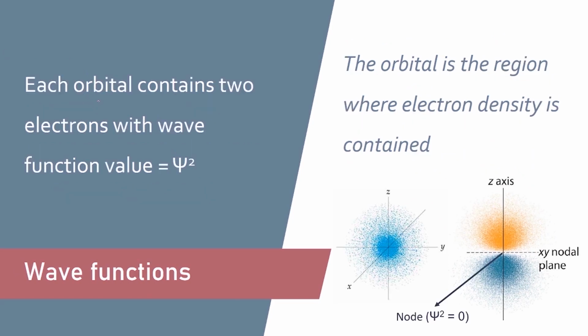Each orbital contains two electrons with a wave function value psi squared. This means the value of psi squared is proportional to the electron density at a certain point. For simplicity, we describe orbitals as a solid mesh where the electron density is contained. But by now you know that orbitals are the space where, if you use the wave function, you can predict the location of an electron at a certain time. At a certain time, because electrons move in a wave motion around the nucleus in a continuous motion. Time and space describe the location of an electron.